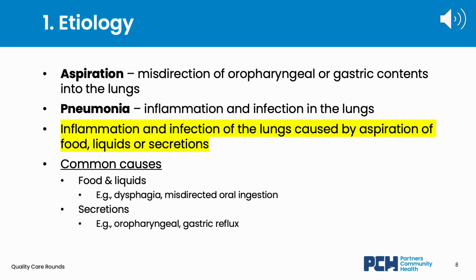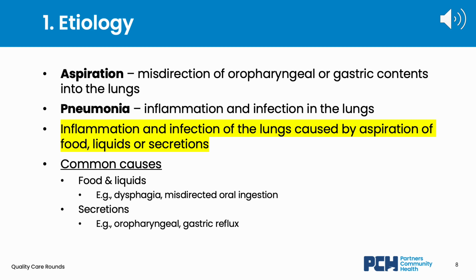So now that we have defined the swallowing mechanism, the signs and symptoms of dysphagia, and the various diet textures to prevent dysphagia, let's define aspiration pneumonia. First, aspiration is the misdirection of oropharyngeal or gastric contents into the lungs. Meanwhile, pneumonia is inflammation and infection in the lungs. So naturally, aspiration pneumonia is the inflammation and infection of the lungs that is caused by aspirating food, liquids, or secretions. So what are the common causes of aspiration pneumonia?